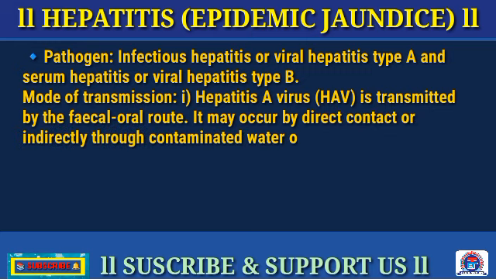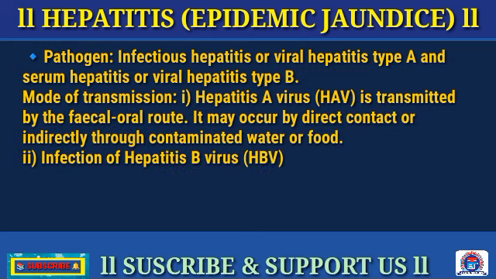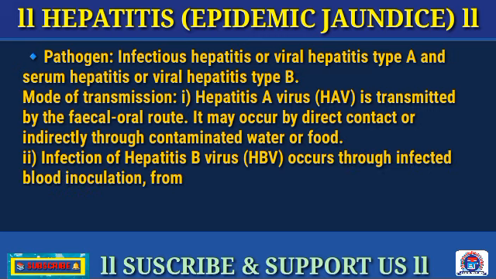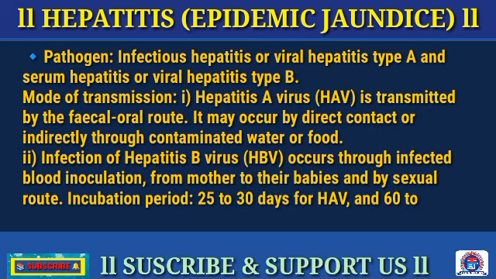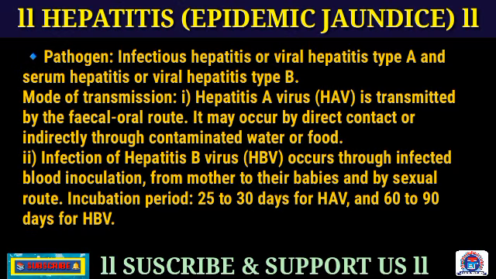Mode of transmission: number 1, hepatitis A virus, HAV, is transmitted by the fecal oral route. It may occur by direct contact or indirectly through contaminated water or food. Number 2, infection of hepatitis B virus, HBV, occurs through infected blood inoculation, from mother to their babies, and by the sexual route. Incubation period: 25 to 30 days for HAV and 60 to 90 days for HBV.